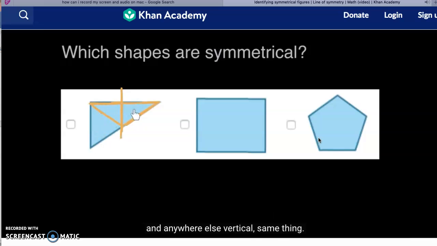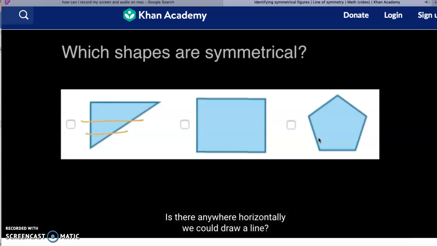And anywhere else vertical, same thing, we're not going to have it lined up. So let's try maybe a horizontal line. Is there anywhere horizontally we could draw a line?